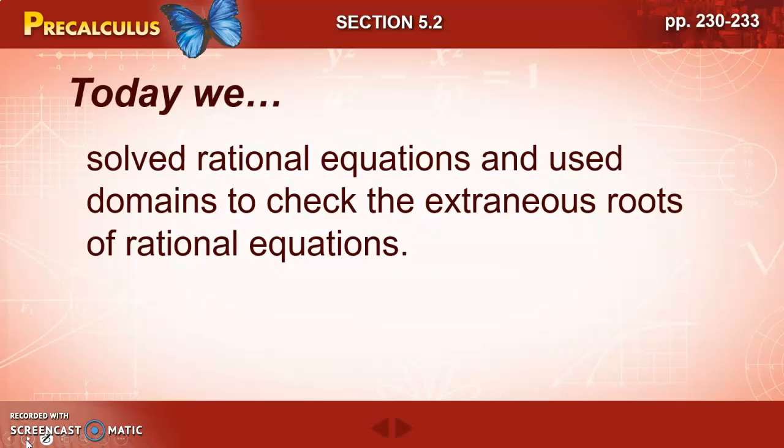So today we solved rational equations, and we used domains to check the extraneous roots of rational equations.